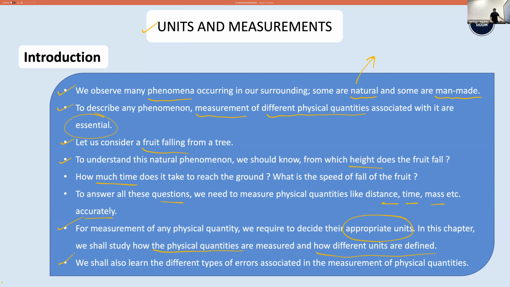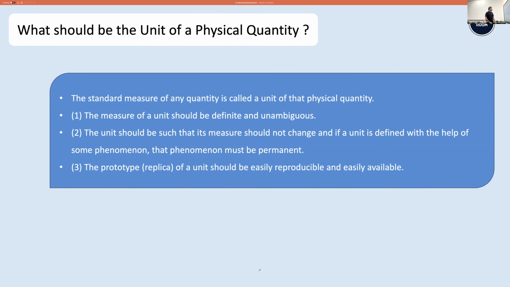And I told you, there'll be errors. Nothing is accurate. There'll be different types of errors. So what we'll be mainly concentrating on is, first, how the physical quantities are measured. Second is how to define the appropriate units for those measurements that we have taken. And the third is, after you do the measurement, there'll be some errors. How are we going to calculate the errors and how are we going to report them? That is the third part.